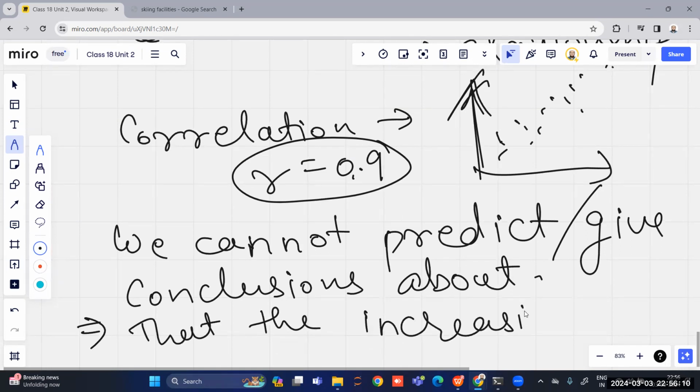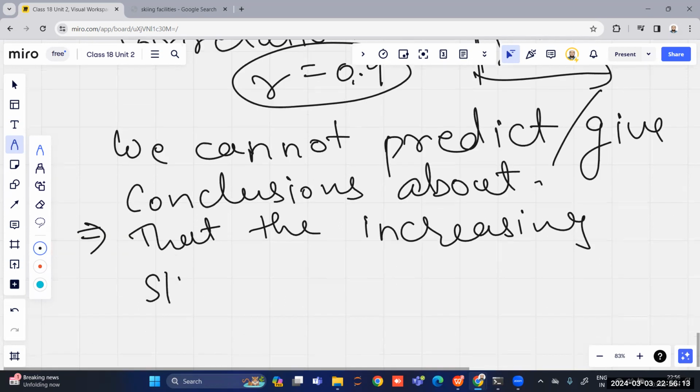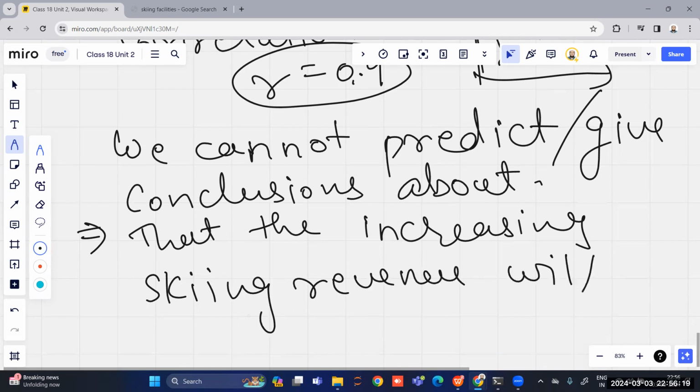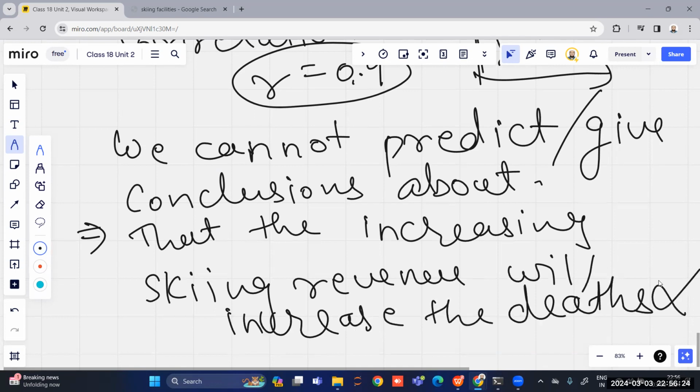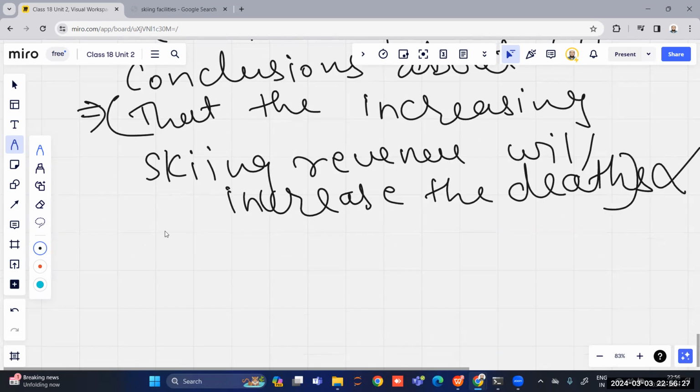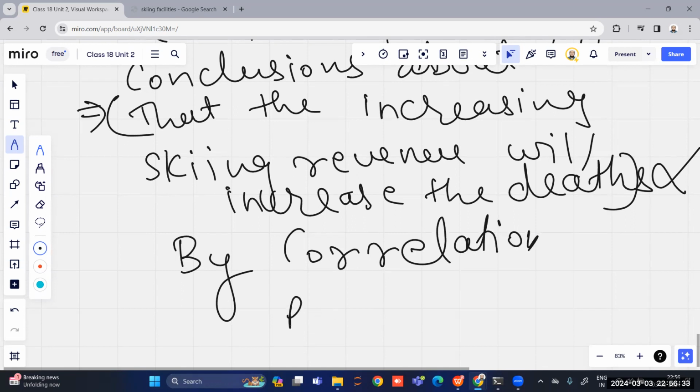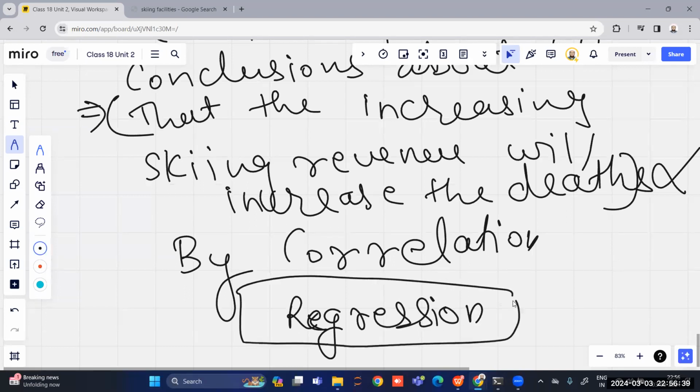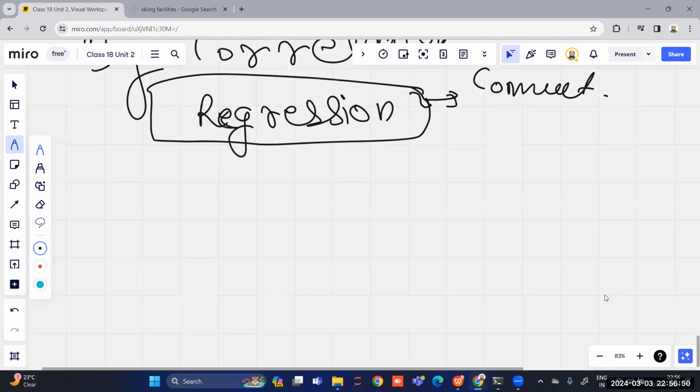For example, we have seen the skiing revenue, and that an increase in skiing revenue will increase the other one. But we cannot do this task by correlation, because there is a term known as regression, and it has various terminologies in it. Correlation is very small, but regression has various terminologies stored in it. We need to do different tasks in it, then we can comment about the data that needs to come further. Is it clear?